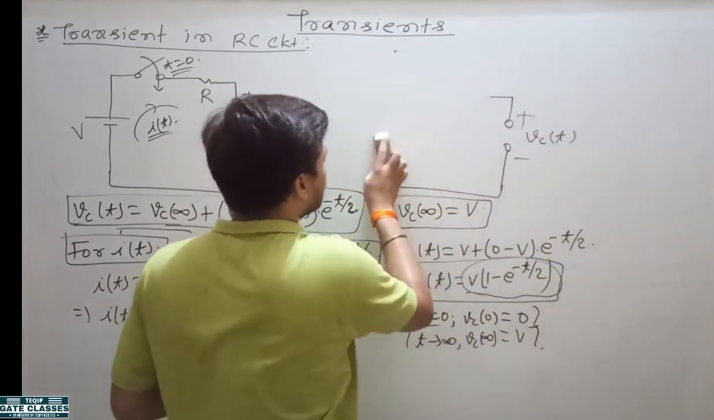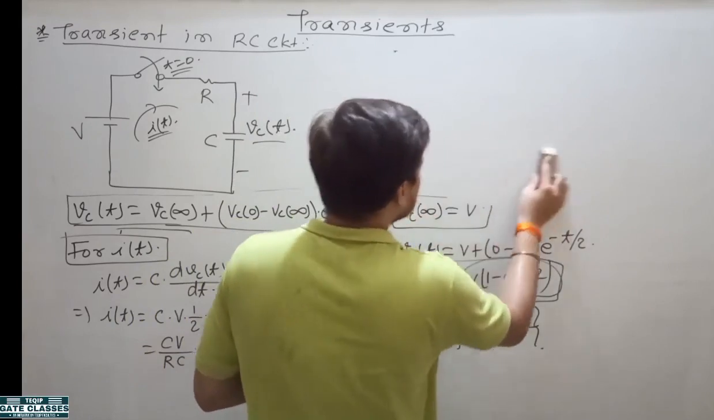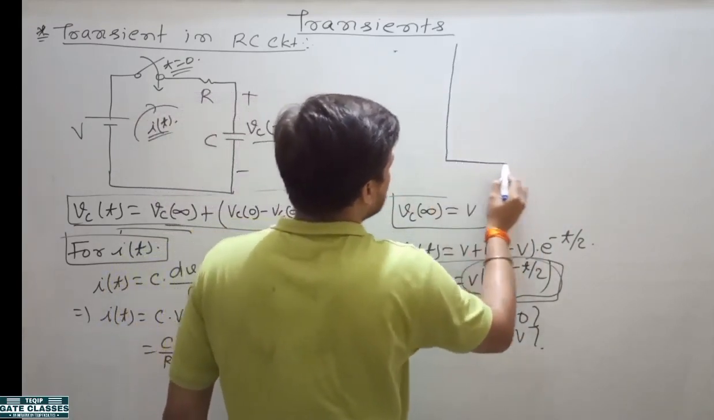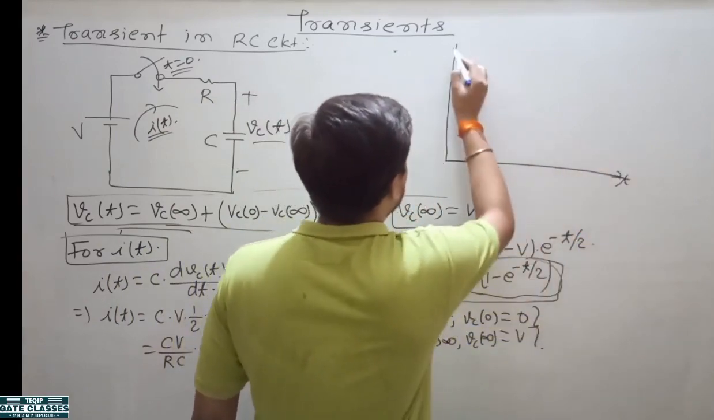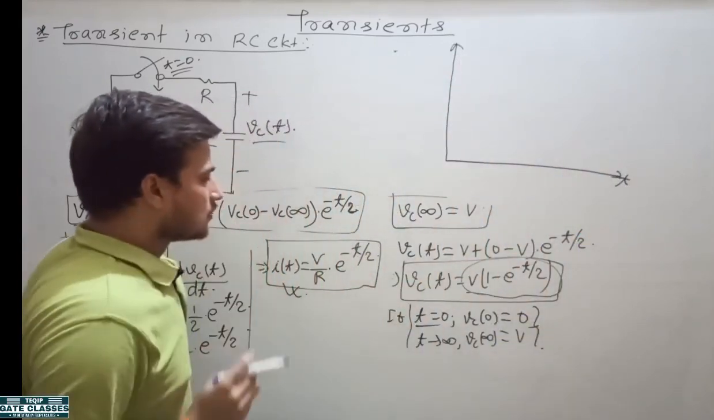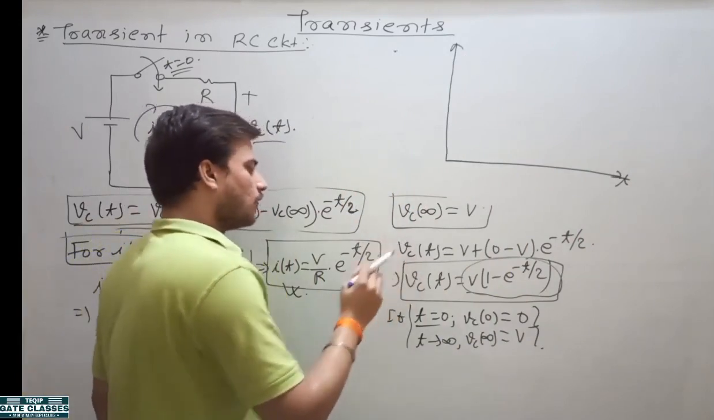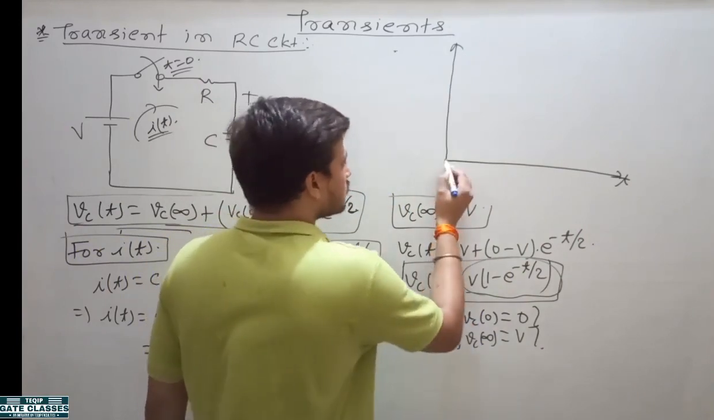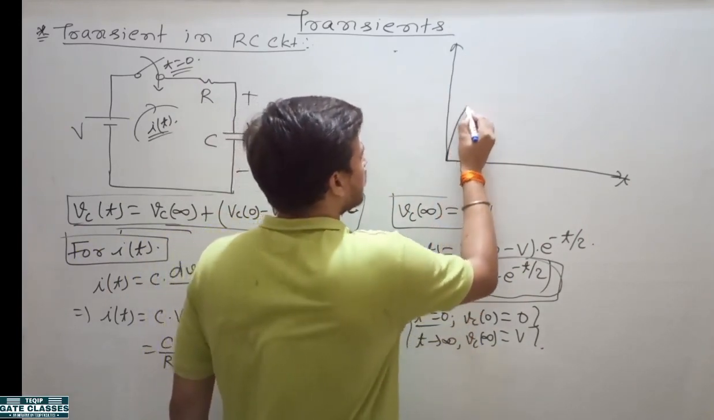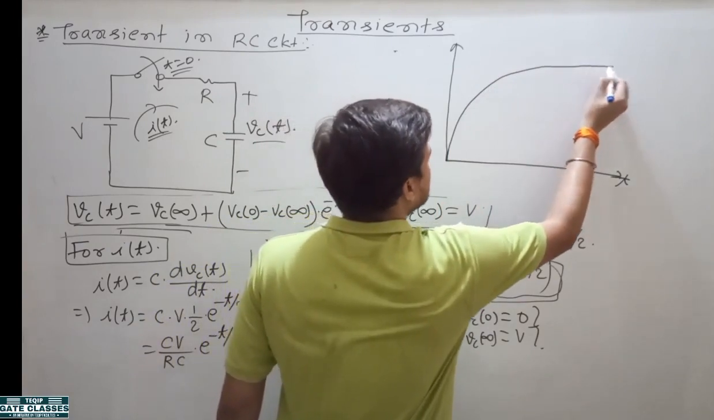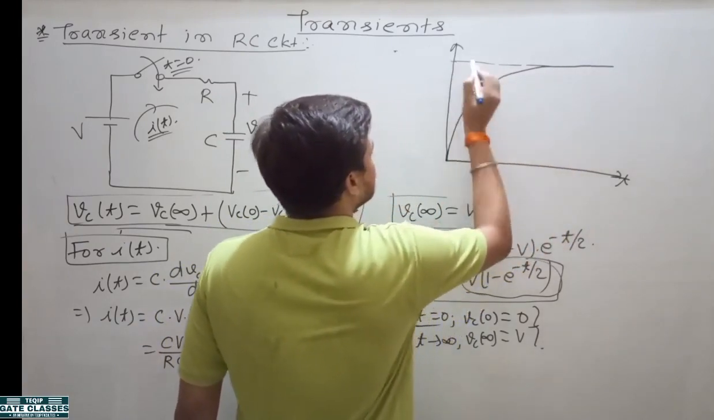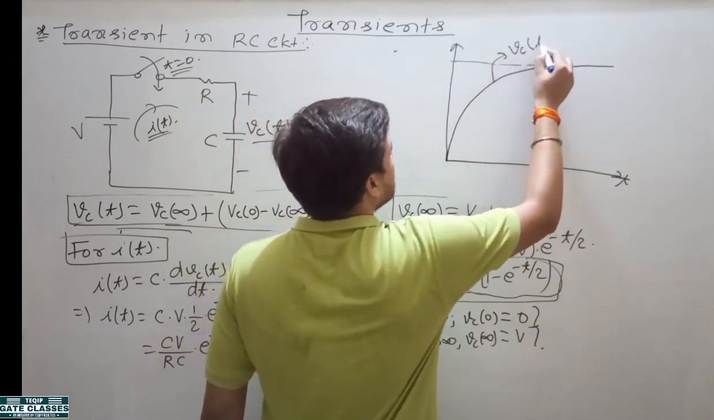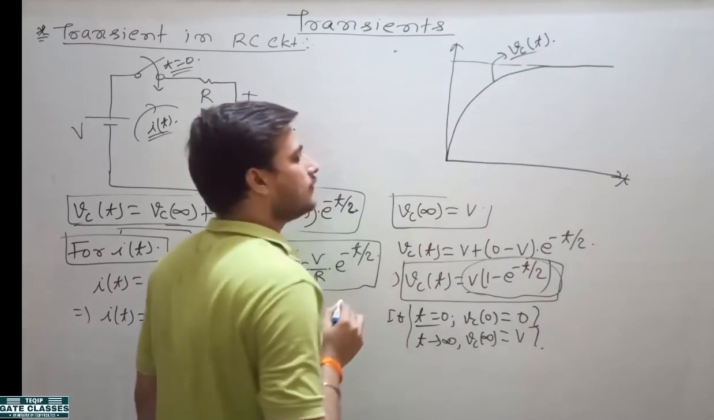So next, let us draw the graph for current and voltage. The y-axis will be the axis of voltage and current. X-axis is representing time. So first let us draw the graph of voltage. At t equal to 0, voltage is 0. Now the voltage is increasing like this one. Clear? This is the graph for VCT.